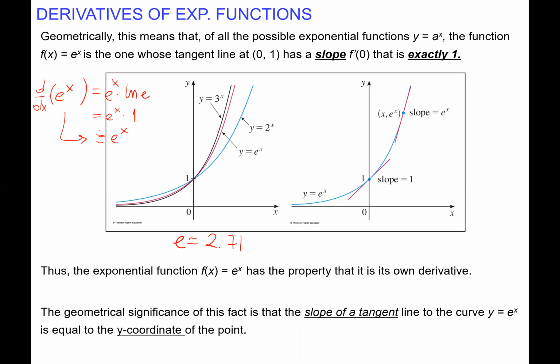Yeah, very nice. And the geometrical significance of this fact is that the slope of the tangent line to the curve e to the x is equal to the y coordinate of that point, which is 1. Because it will be simply the value of the function at 1. Itself is just the same function, because the slope is the derivative at 0, and of course we know that is 1. That's what we wanted.